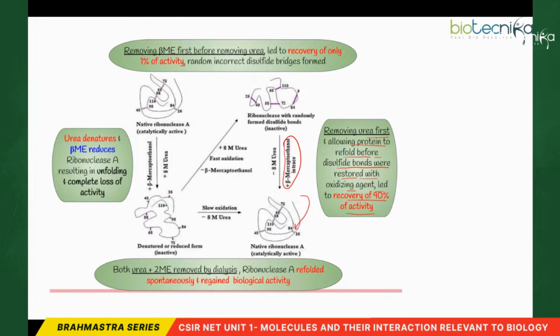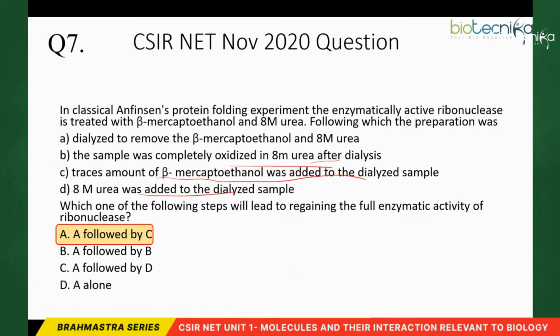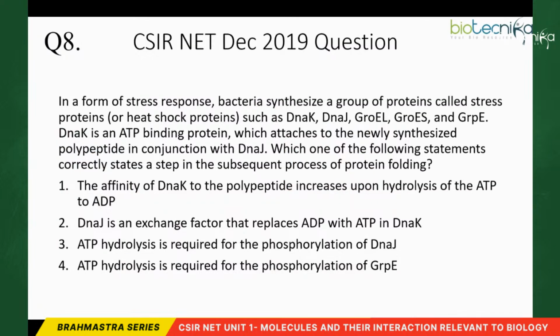Okay, and that's why A followed by C will be the correct one. You first have to dialyze to remove both beta mercaptoethanol and 8 molar urea, and later you just add some trace amount so that whatever incorrect disulfide bonds have been formed, they can be opened up and they can form in the correct way. Later, anyways, you can remove the beta mercaptoethanol.